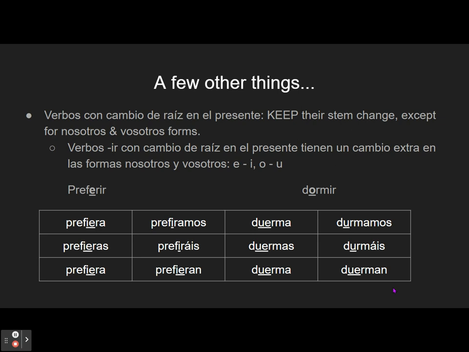But keep in mind, verbos IR con cambio de raíz en el presente tienen un cambio extra, have an extra stem change en las formas nosotros y vosotros. So an E changes to an I, or O to U. Y pueden ver los dos ejemplos aquí con preferir y dormir. ¿Okay? Así tenemos para preferir prefiera, prefieras, prefiera, prefiramos, prefiráis y prefieran. Para dormir, duerma, duermas, duerma, durmamos, durmáis y duerman.